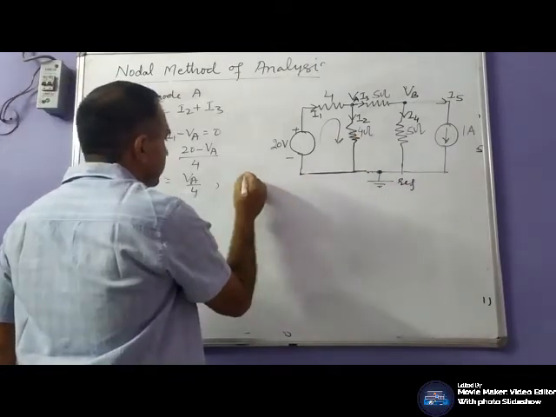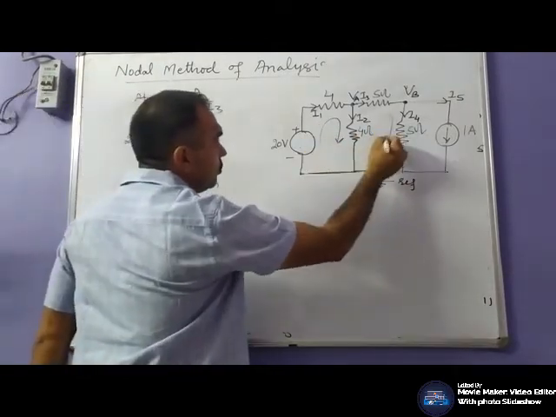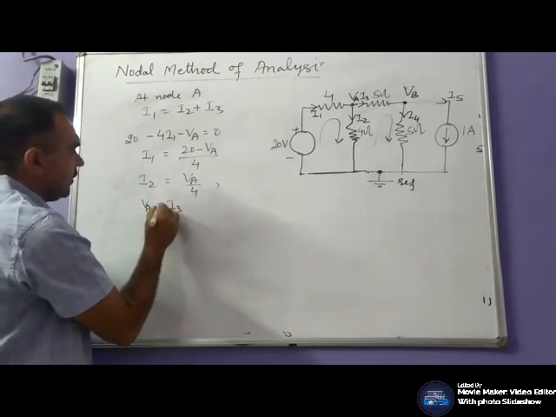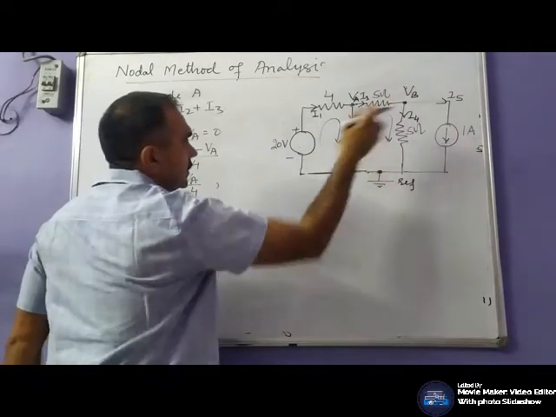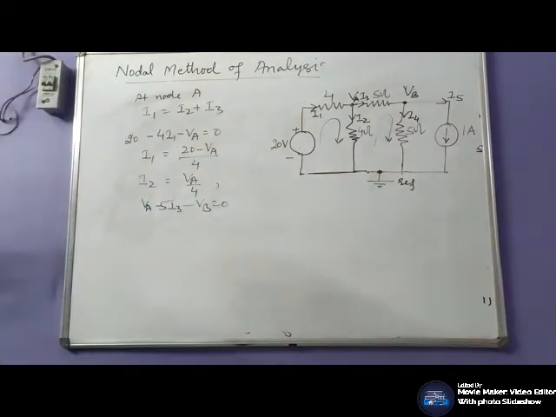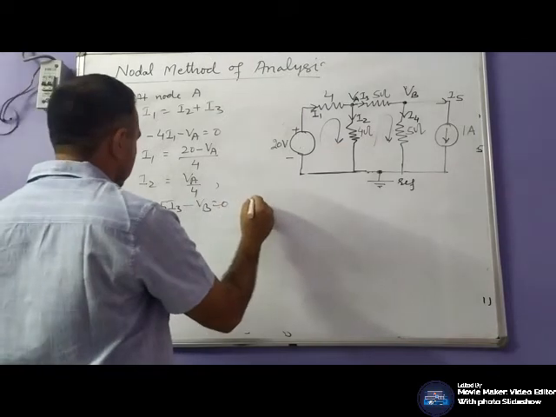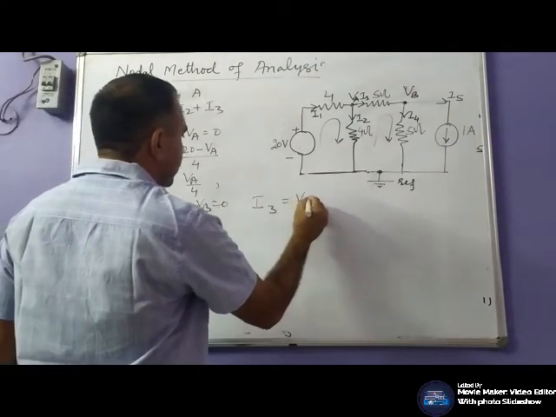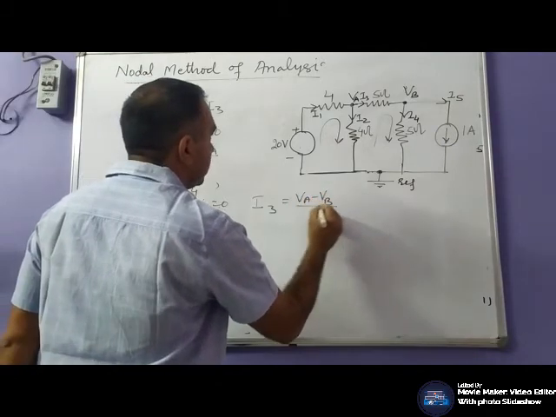And I3 is, yes, for I3 use this loop: VA minus 5 I3 minus VB is 0, or I3 would be (VA minus VB) by 5.